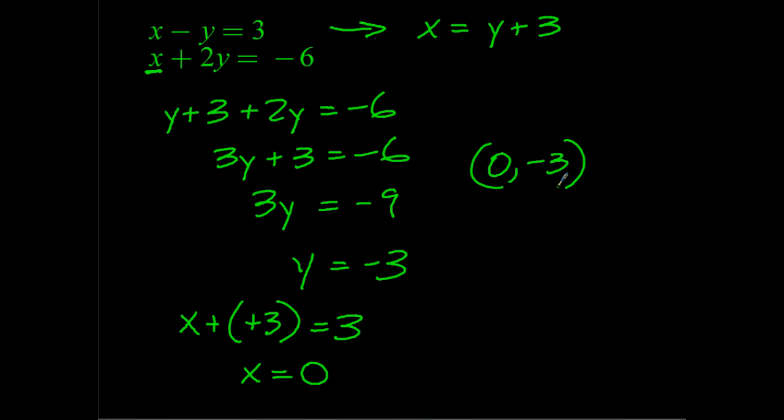All right, well, let's check it. If x is 0, then negative 3 is equal to 3. That's correct. And then if x is 0, then 2 times negative 3 is negative 6. Okay, it works.